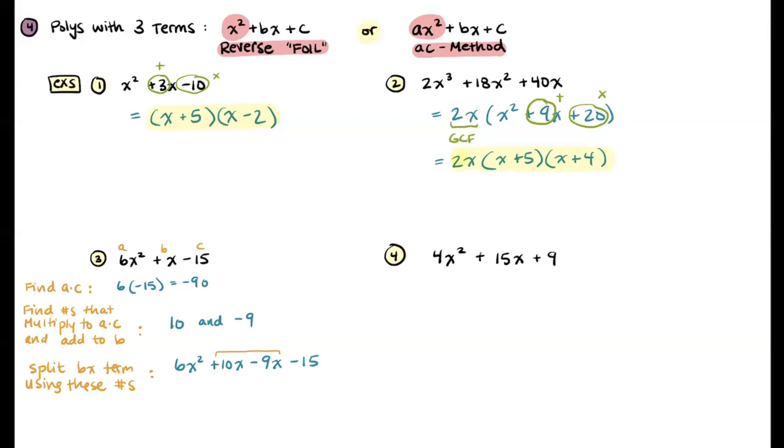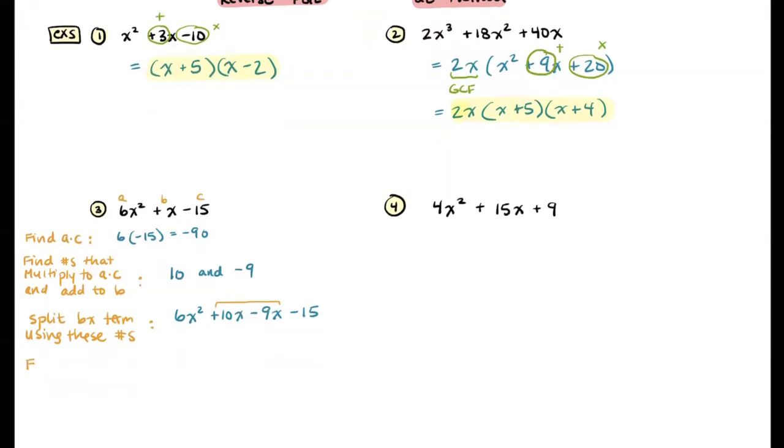So how we factor something with 4 terms in it is by grouping. Factor by grouping. Let's remember what that means. We've got 2 groups of 2: first group, second group. Find the GCF of each group. 6x squared and 10x, the GCF will be 2x. Then -9x and -15. Remember, we want to take the negative with our GCF, so it's going to be -3. That's the biggest number that goes into both 9 and 15.